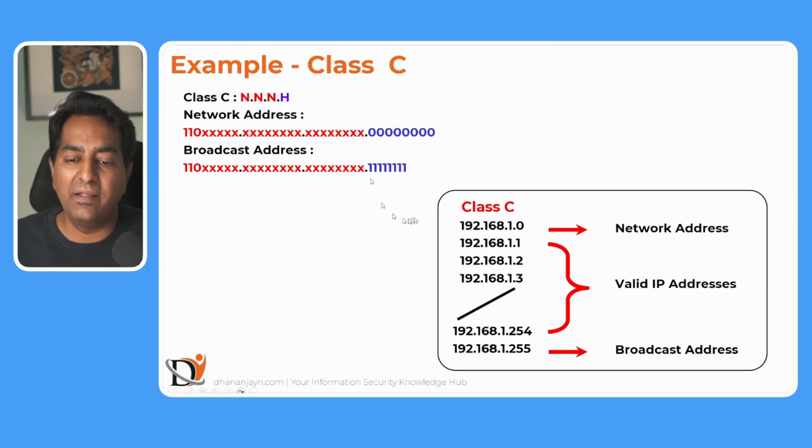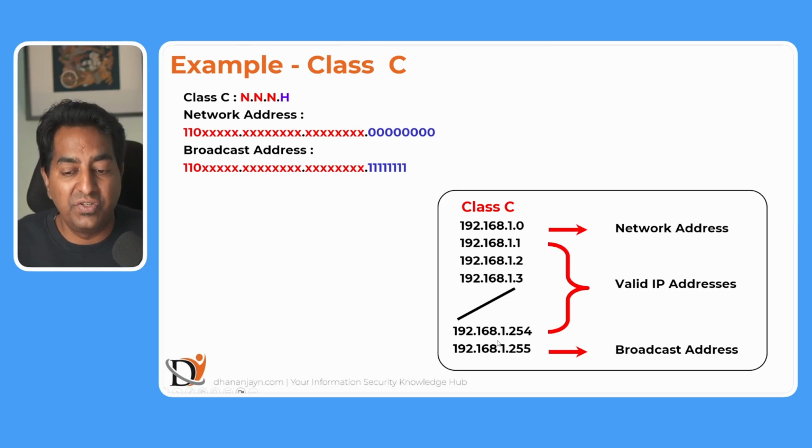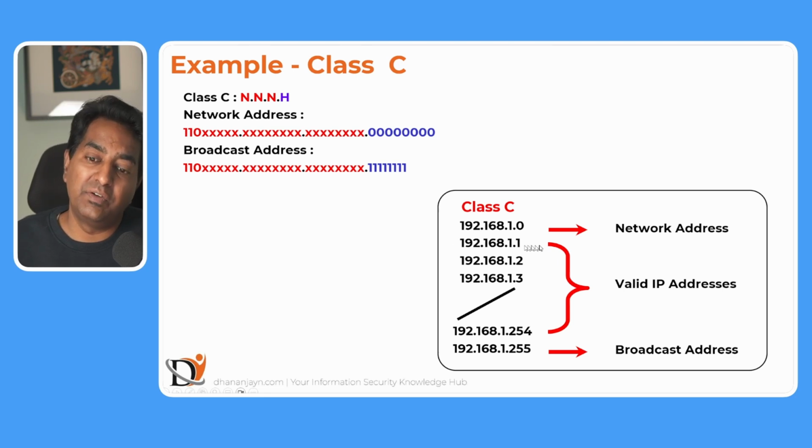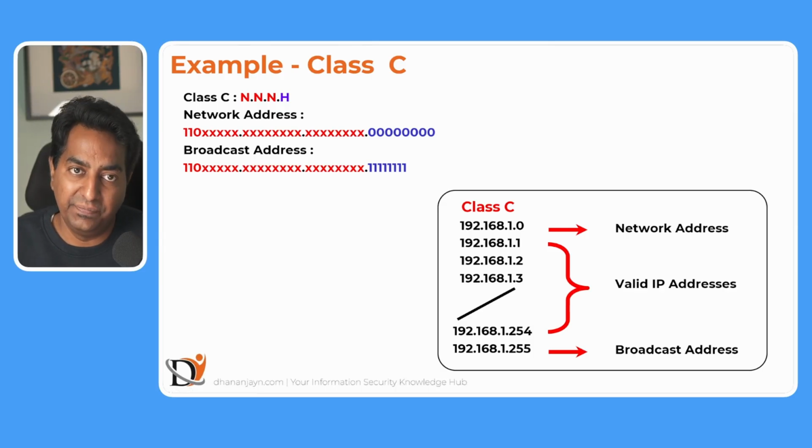So for class C, if I consider an IP address 192.168.1.something, 192.168.1.0 is going to be the network address. 192.168.1.255 is going to be my broadcast address, and the valid IPs that I can use within this range start with 192.168.1.1 and end with 192.168.1.254. Friends, these are the only valid addresses that I can assign to a computer on the network.